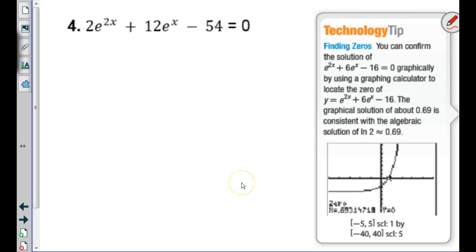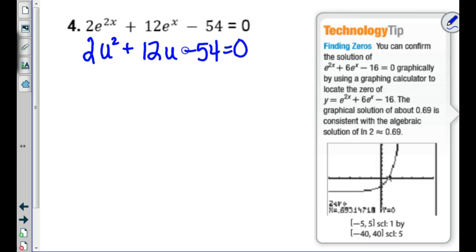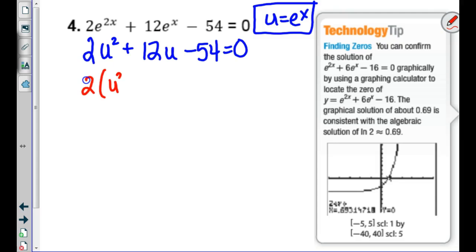All right. This is where it gets painful, but it's on the quiz. As a matter of fact, I think it's on the final exam. Okay. Yes, we're going to do u's. We're going to call this 2u squared plus 12u minus 54. We just have to remember that we're not done until we trade it back for what? E to the x. Our u is e to the x. We're going to have to trade it back. What can we do first? Factor out a 2.